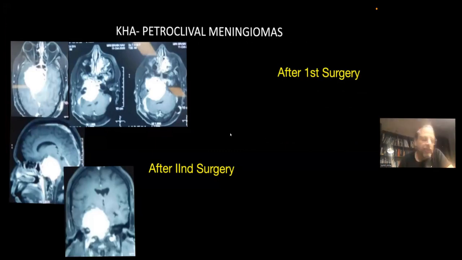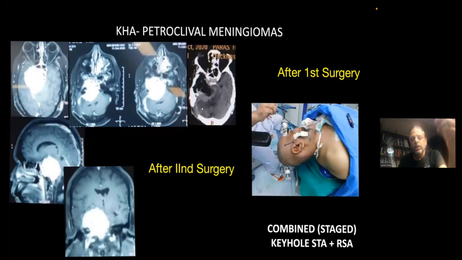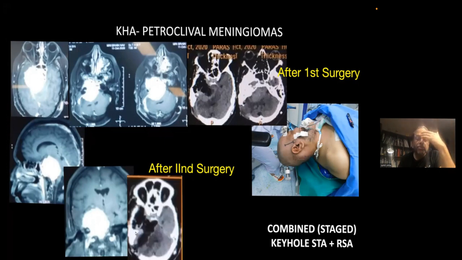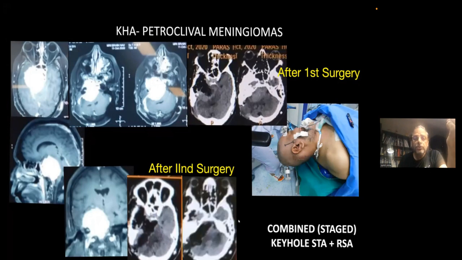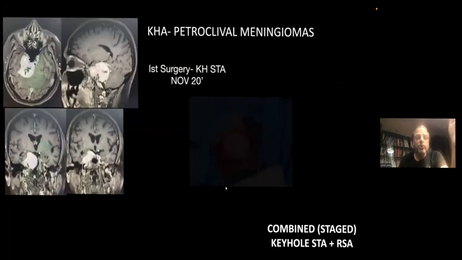Massive giant petroclival meningiomas, keyhole is the answer. No longer combined petrosal approaches. Now, you can do it in two stages. The first stage, the subtemporal route, after the first surgery can achieve this post-op CT, and then do the second surgery, a staged second surgery the next day or later, and complete tumor removal is achieved. Another such tumor going into both the middle fossa and the posterior fossa.